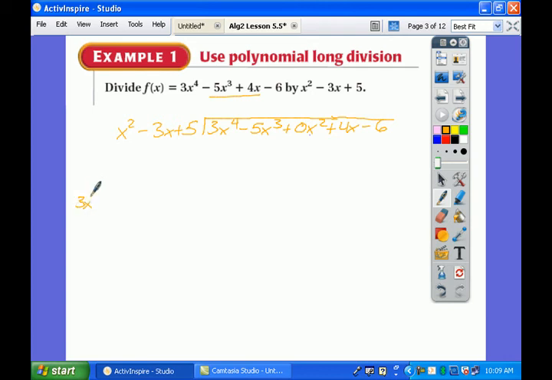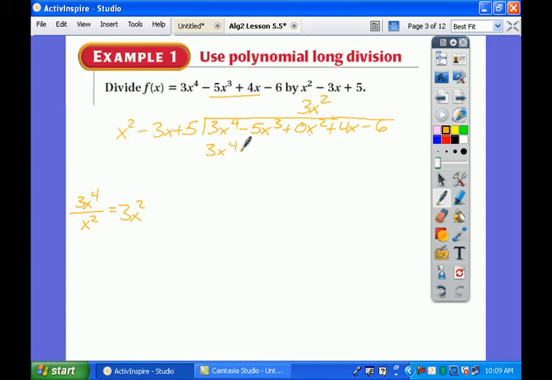And so the first division we do is we take this piece, 3x to the fourth, and divide it by x squared. And so 3x to the fourth divided by x squared should just give us 3x squared. And that's going to be our first answer in the quotient, and it's going to go in the x squared column. It's important to keep your columns. So 3x squared.